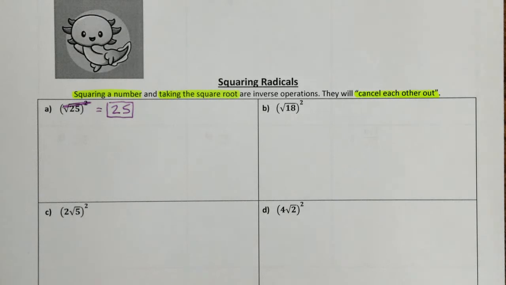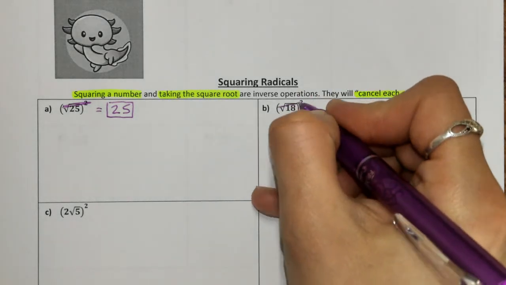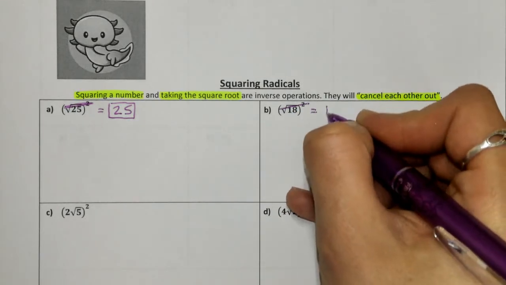Take a look at B. Do B on your own. Pause it. You should be able to do it on your own. We just did it. We're just going to cancel that square with the square root, the radical sign, and we're just going to end up with 18.